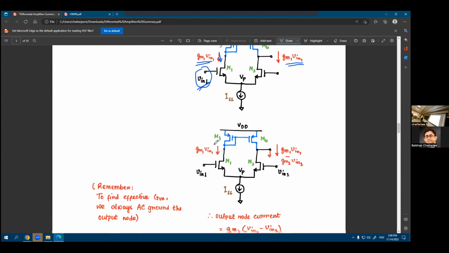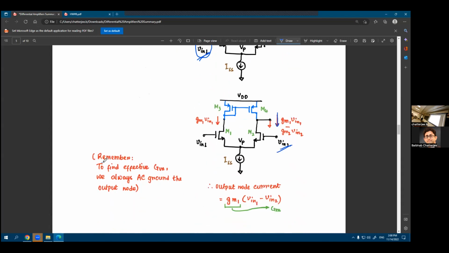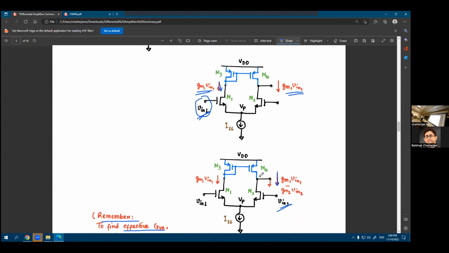So it will be the exact same current on the two branches for the case when you have one of the inputs present. Now you connect the other input as well, so you'll see another current, GM2 times V in 2, flowing in this branch. Now, whether these two currents will be added or subtracted, remember that when you are trying to find the effective GM, you are trying to find out, if you apply an input, what would be the effective output current. That's what you try to find out when you try to find the GM.